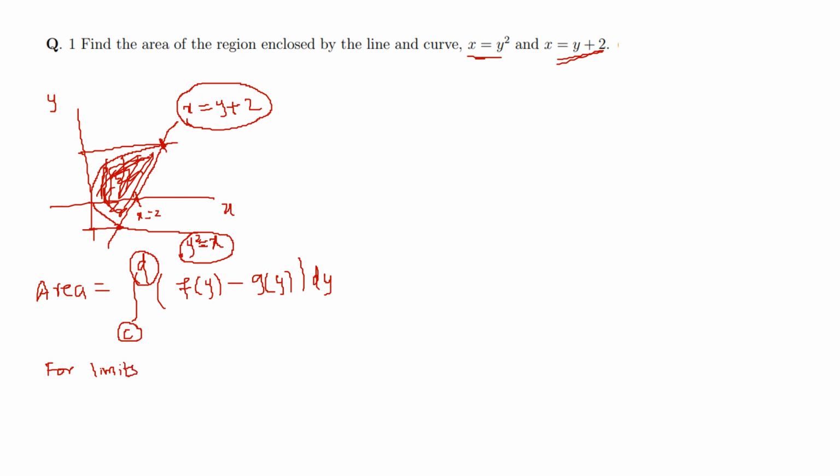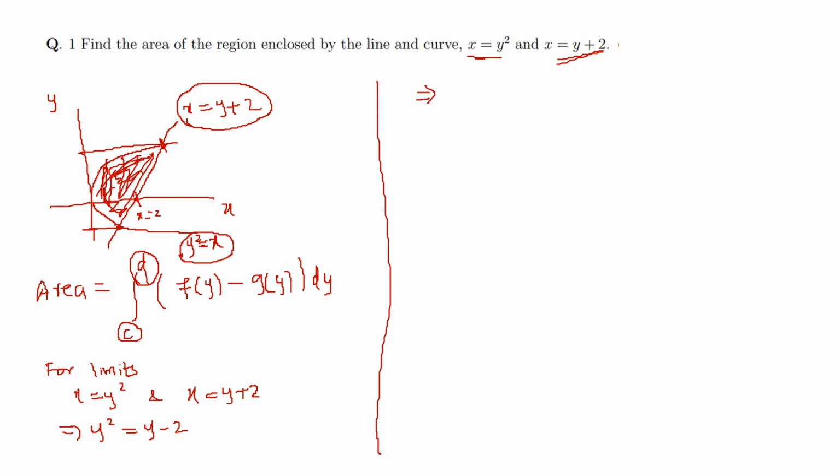For the limits, we find the points of intersection of the 2 curves. For this, we put both the curves equal. This gives us x equals y plus 2, and here we get y square equals y plus 2. That is, shifting all the terms to the left hand side gives me y square minus y minus 2 equal to 0. This is a simple quadratic equation, and we can factorize this equation.